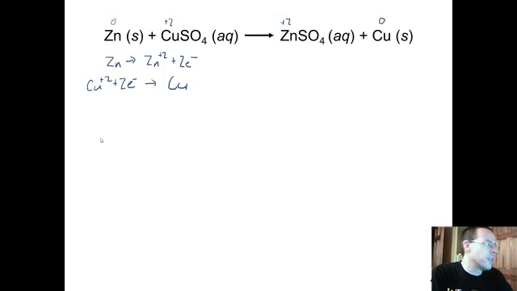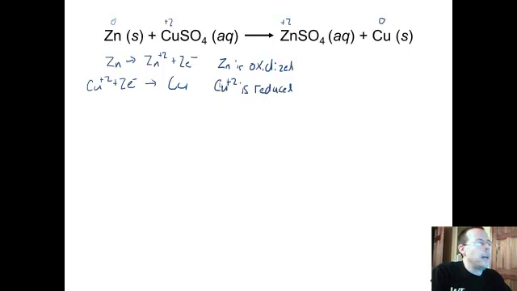So who's losing electrons, who's gaining electrons? Or if you don't want to think of it in those terms, zinc is going from a 0 to a +2, so it's getting bigger. So zinc metal is being oxidized. We're going to say zinc is oxidized. Copper +2 is going from a +2 to a 0 oxidation state.